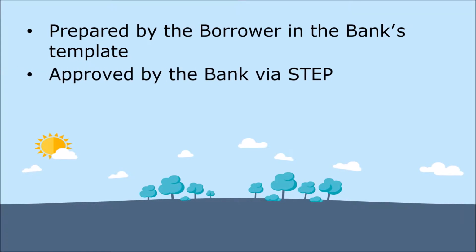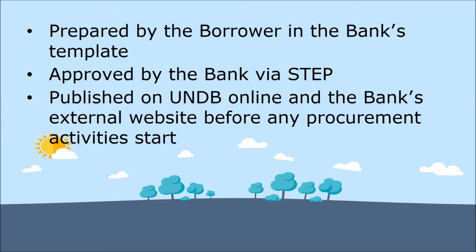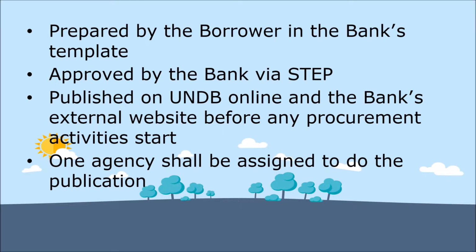Upon the bank's approval, the GPN will be published on UNDB Online and the bank's website. It must be published before the borrower starts any procurement activity under a project. For projects with multi-implementing agencies, one agency shall be assigned to do the publication.